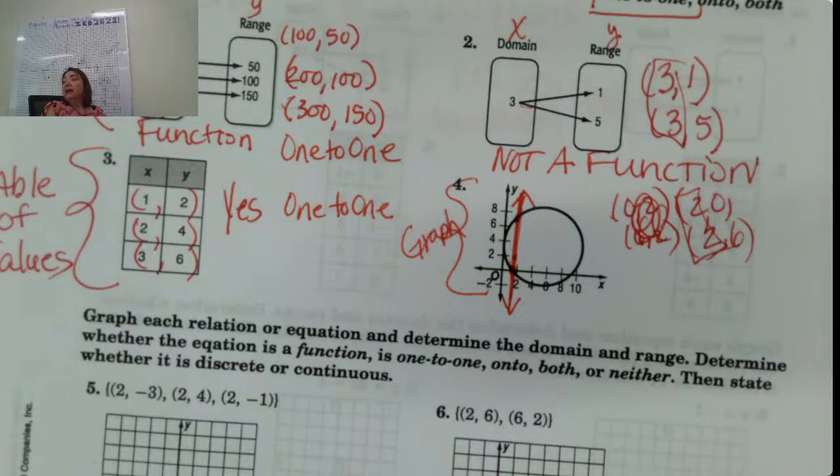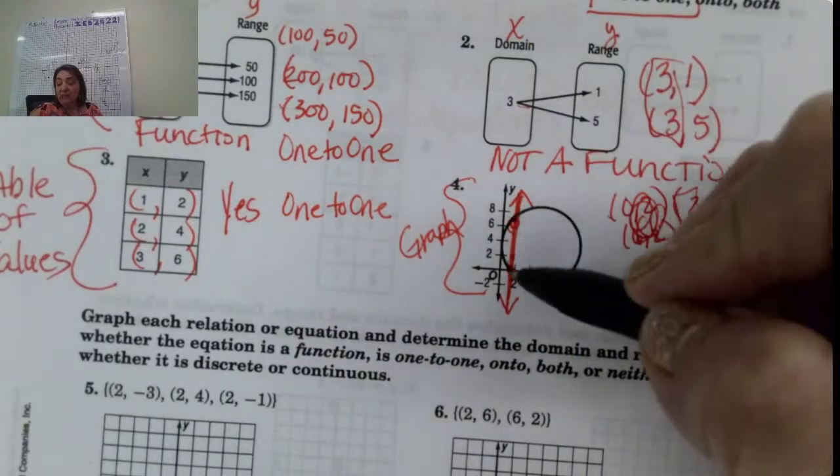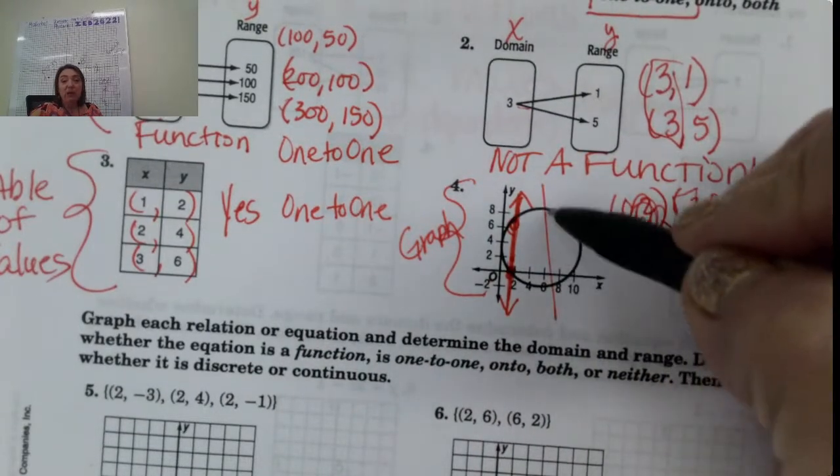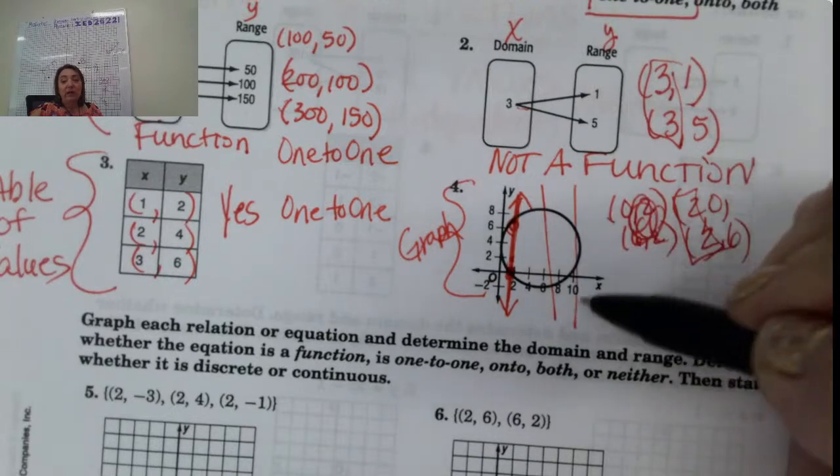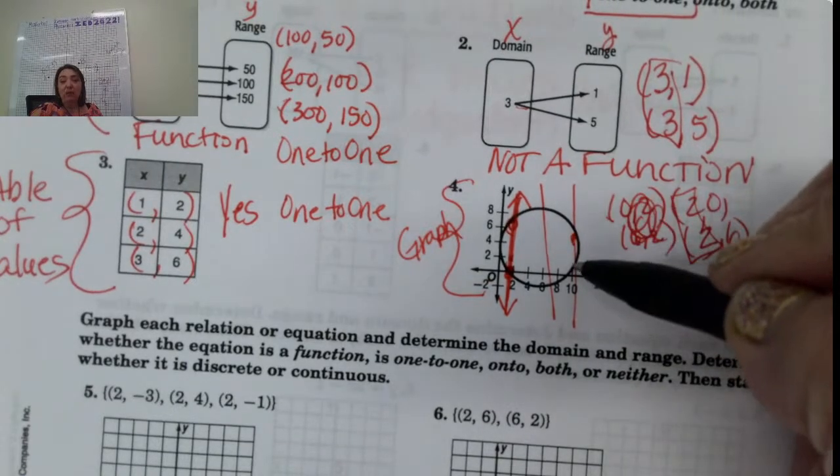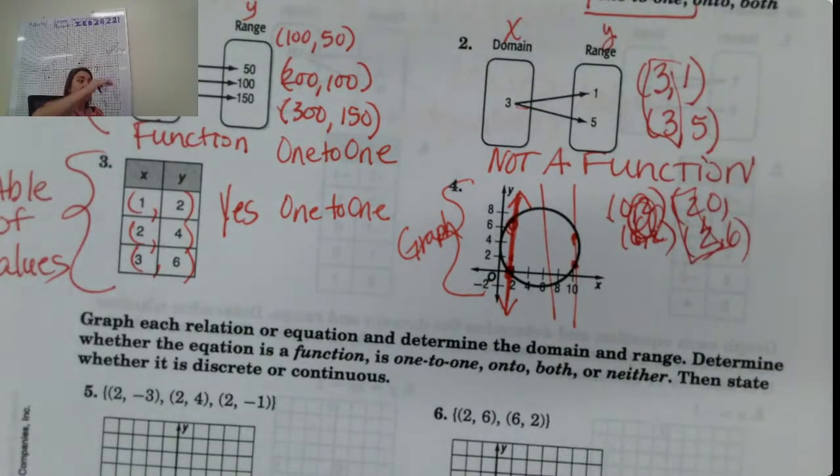Now, easy way to test it. If you can draw a vertical line, and that vertical line crosses more than one time on that graph, not a function. Okay? Because that means that at both of those locations, X has to be the same thing. Anywhere you draw, I know that's not very vertical, anywhere you draw a vertical line and it crosses more than one time, not a function. Okay? Everybody good so far?